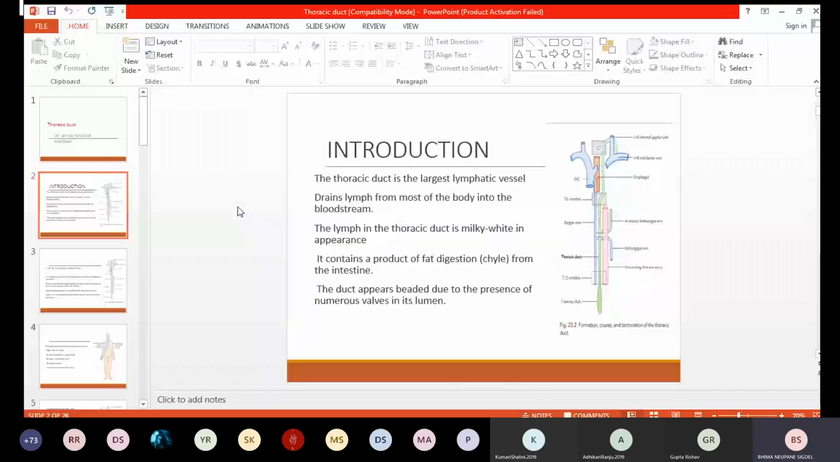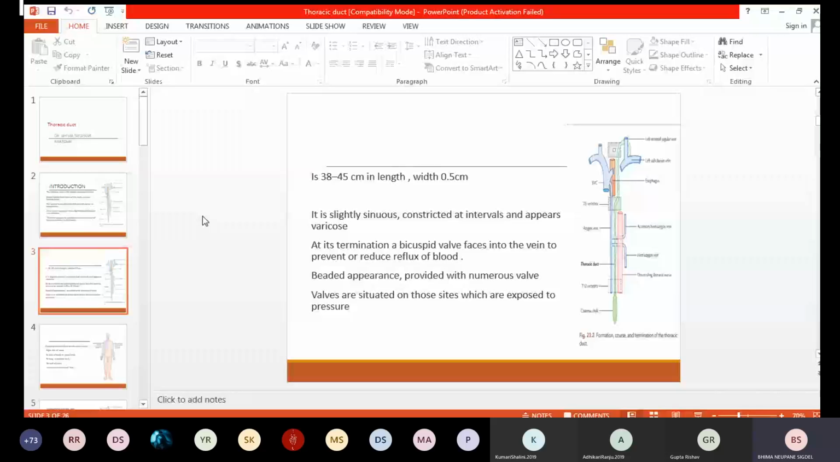Numerous valves are present within the thoracic duct, because of which it has a beaded appearance. That is very important for your viva, even for MCQ. Whenever you write about the thoracic duct, you have to mention that it is beaded in appearance. And the length: starting from T12, the upper end of the cisterna chyli, the length from this part till the termination is around 38 to 45 centimeters. Some books write directly 45 centimeters in length.